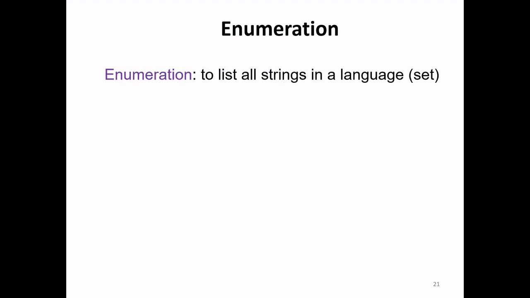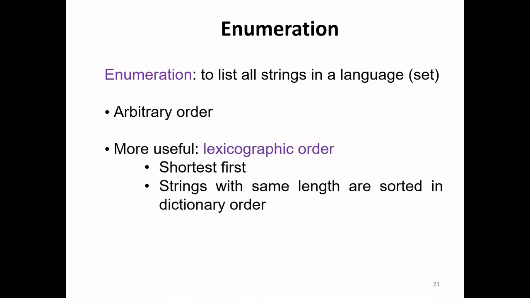Enumeration is to list all strings in a language set either in arbitrary order or by putting them in lexicographic order, wherein all the shortest will come first, and if the strings are of the same length then they are sorted in dictionary order.